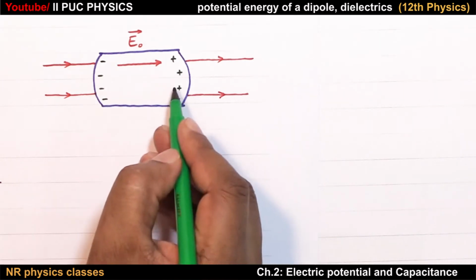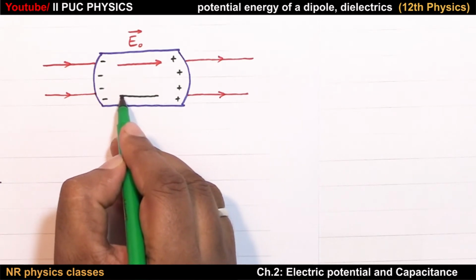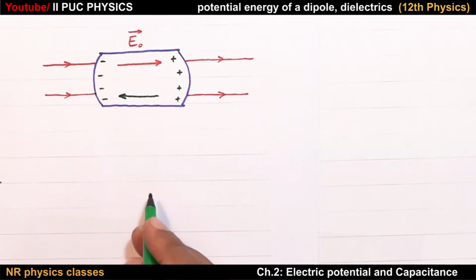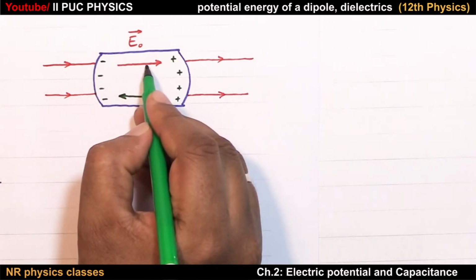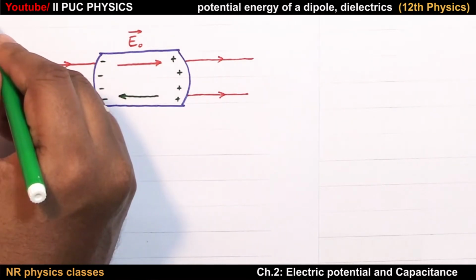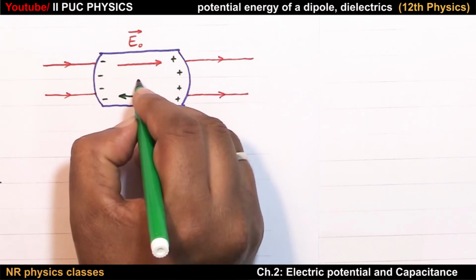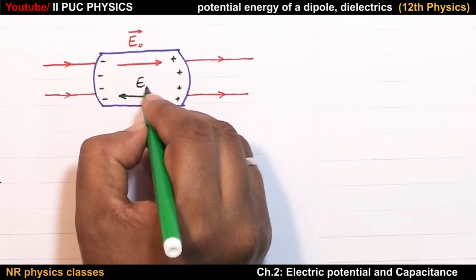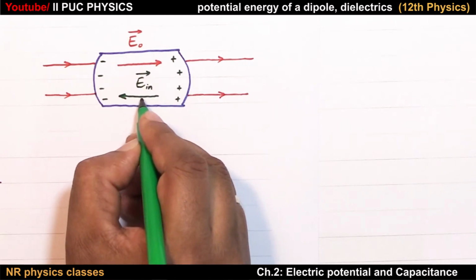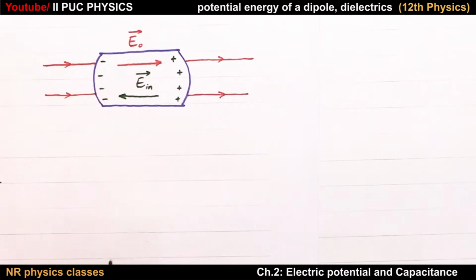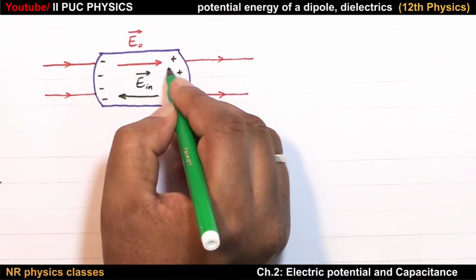Now, because of the positive and negative charge separation, there is another electric field set up inside the material. The direction of the electric field is always from positive to negative. This you know, right? So this external field is because of some external arrangement, but this internal electric field is because of separation of charges. So let me write E IN. IN stands for internal. So this electric field is equal and opposite to the external electric field. What is the meaning of equal and opposite? The resultant electric field inside the material is 0.